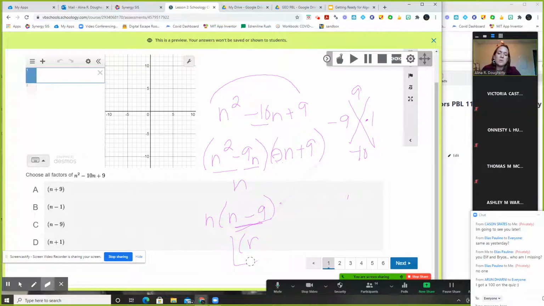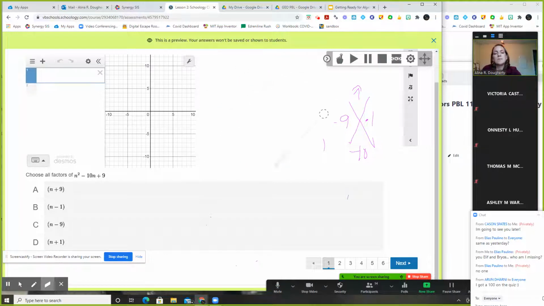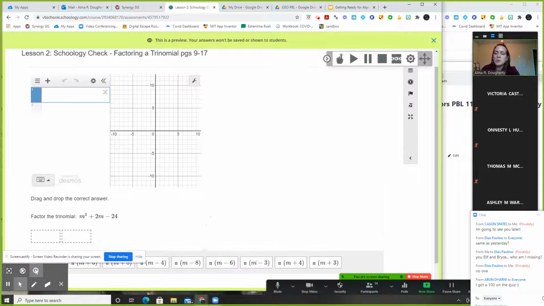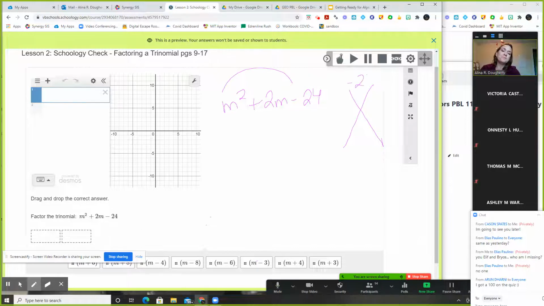Let me erase this. We're going to go on to number 2. Boom. Question number 2. What do I do here? Going to multiply to get my top number. Bring down my middle number. That's the b. What multiplies to negative 24 and adds to 2? Well, it should be 6 and 4.